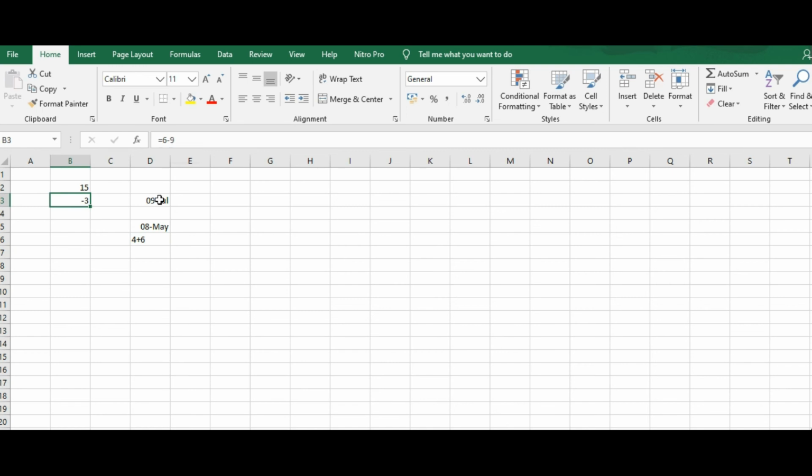Now remember one thing: if you write like this, 4 plus 6, 8 minus 6, 9 divided by 2, without the equals to sign at the beginning, the calculation will not be performed, as the expression will not be treated as a formula. Instead, it is treated as a simple text entry. So make sure that whenever you are entering any formula, it must begin with an equals to sign.